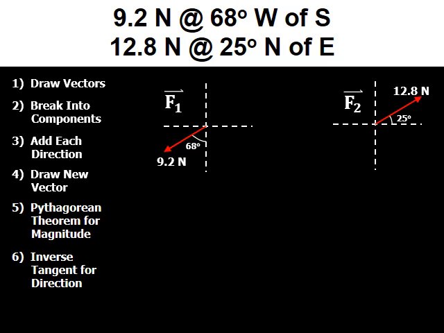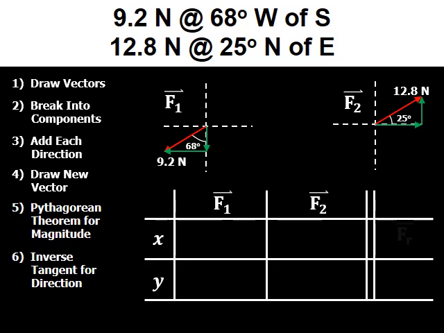Next, we need to break each one into components. On this one, we're going to go south and then west. And on this one, we're going to go east and then north in order to make our components. Then we draw our chart, x and y directions for each force. And since these are vectors also, we have the little arrow above it to designate that it has a direction.